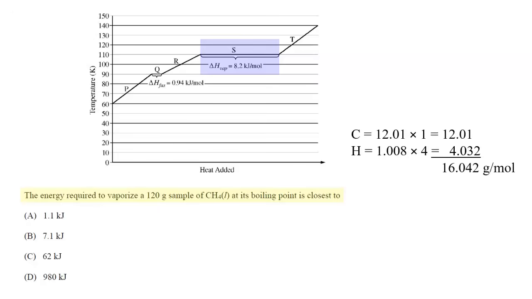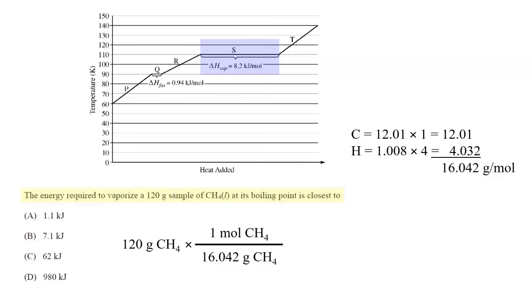So carbon has a mass of 12.01. Hydrogen has a mass of 1.008. We have 1 carbon and 4 hydrogens in the formula for methane. That's a total mass, or a molar mass, of 16.042 grams per mole. So let's start with 120 grams of methane. Then I'll use the molar mass to convert from grams to moles. So 1 mole of methane for every 16.042 grams.